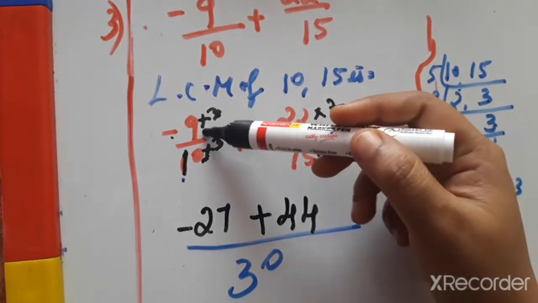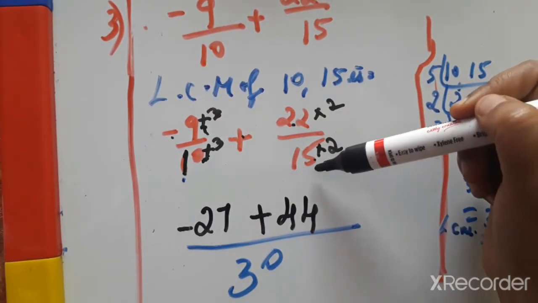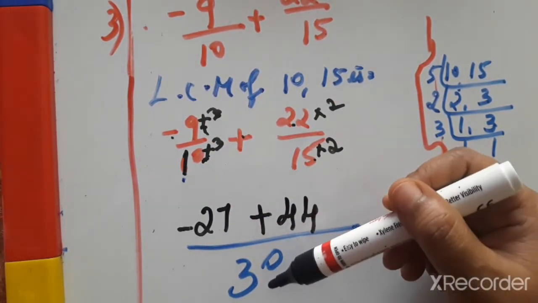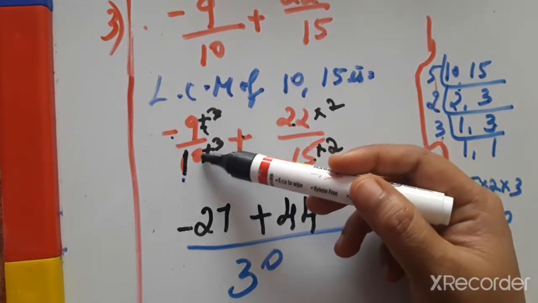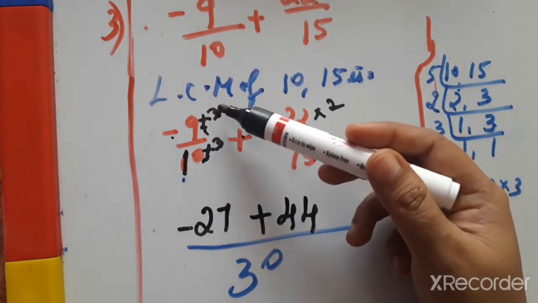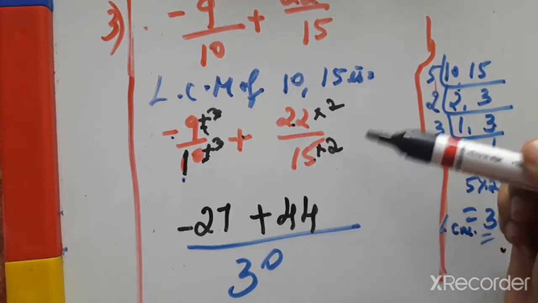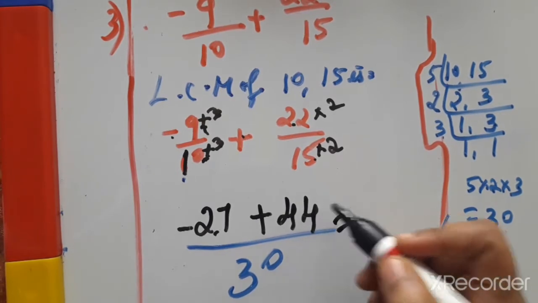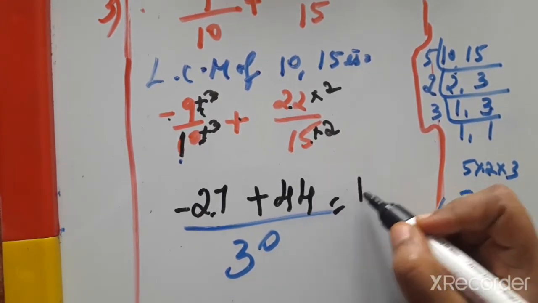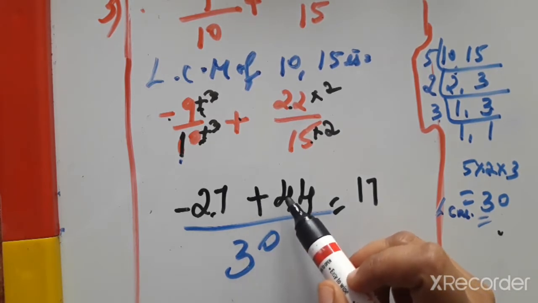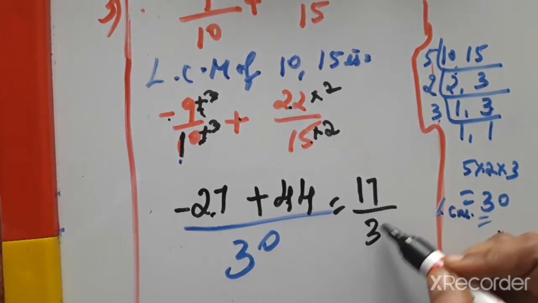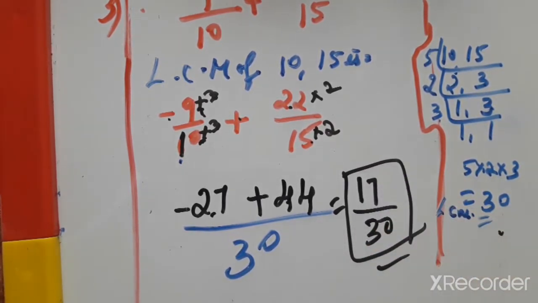Write the rational number as it is, minus 9 by 10 plus 22 by 15. The LCM of the denominators 10 and 15 is 30. Equalize into the LCM: 10 3s are 30, 15 2s are 30. Now find the values. Minus 27 plus 44: different symbols means subtraction. After subtracting, the value is 17. The greater number is 44, whose symbol is plus, so no need to write it. The answer is 17 by 30.